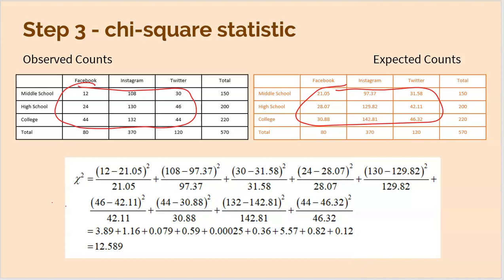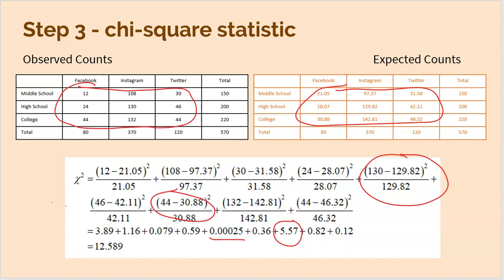So I actually have the work shown here for all 9 of the values. And you will notice that, for example, this one right here, 0.00025, very, very small. That means that what was expected and what was observed were really, really close together. That's probably going to be this one right here. I mean, look, the observed was 130. The expected was 129.82. And then others were a little bit bigger, but not huge. I mean, this 5.57 was a little bit of bigger difference between them. And that was probably this one right here, 44 versus 30.88.